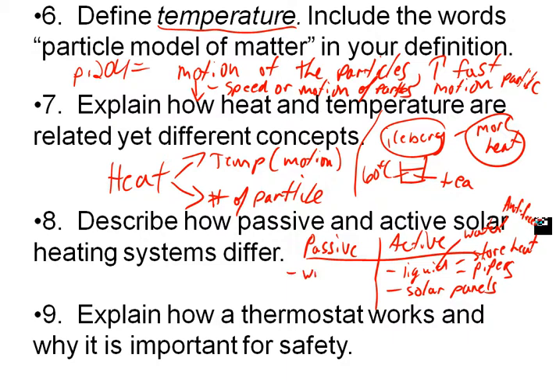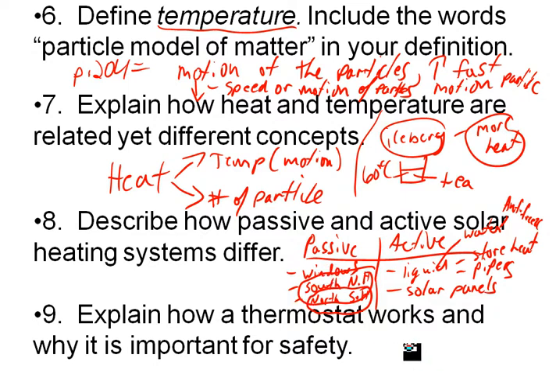Passive solar heating just uses windows usually, and they're south facing above the equator in the northern hemisphere, and the windows are north facing if you live in the southern hemisphere, because that's where the sun's coming from. So if you built a house in Australia, you'd want north facing windows in your house. If you live in Calgary, you want south facing windows to maximize heat exposure.